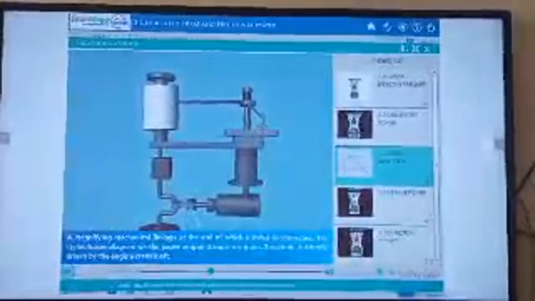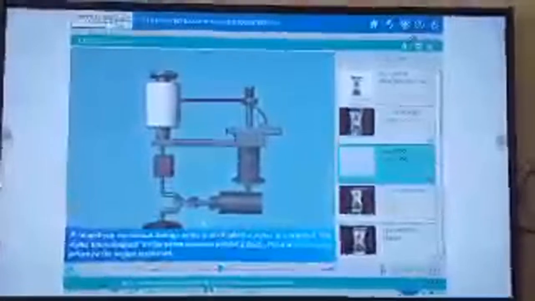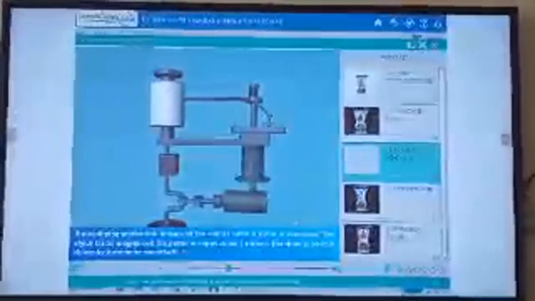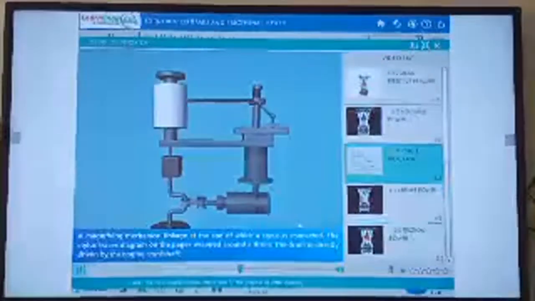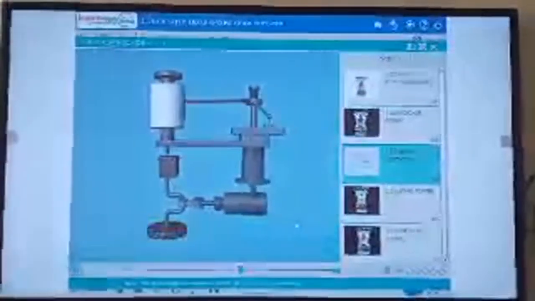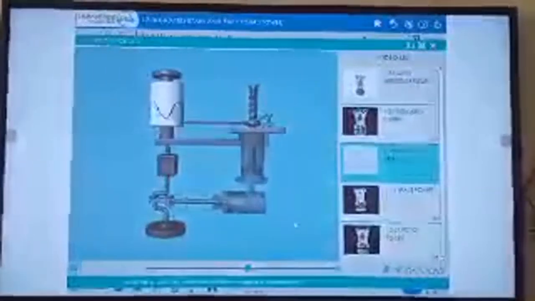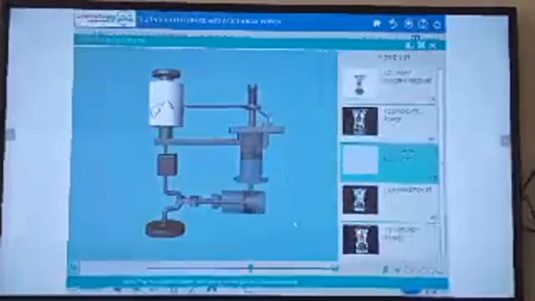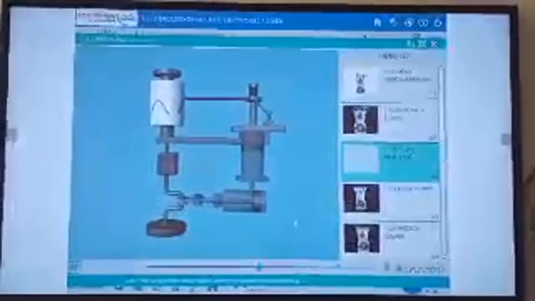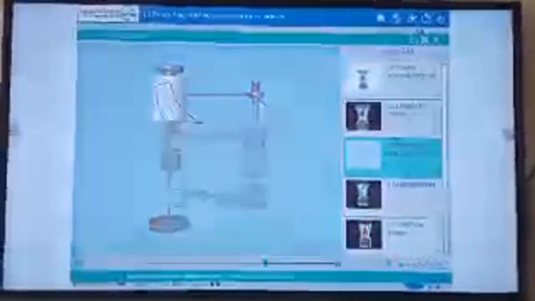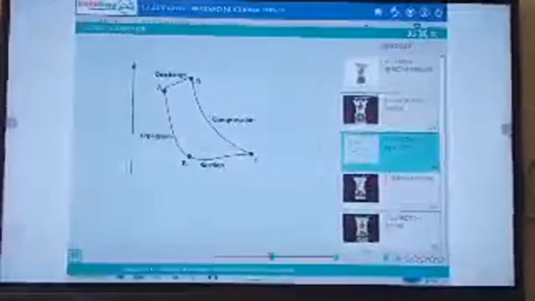A magnifying mechanical linkage, at the end of which a stylus is connected. The stylus traces a diagram on the paper wrapped around the drum. The drum is directly driven by the engine crankshaft. The movement of this spring is magnified by a link mechanism and transmitted to the stylus. The rotation of drum will be proportional to piston displacement. A PV diagram is obtained on the paper wrapped around this drum.